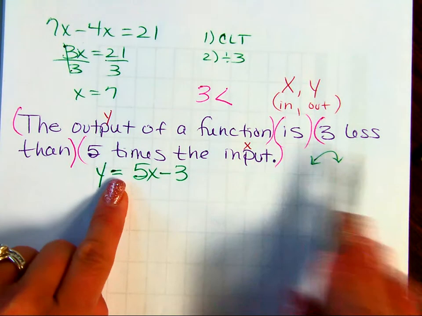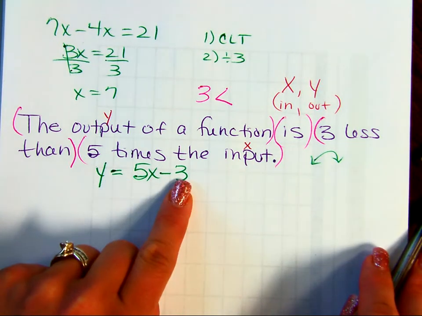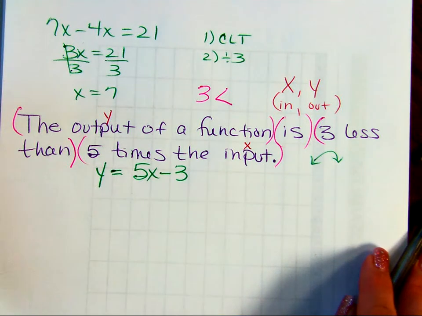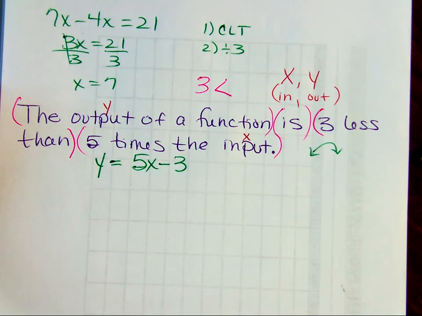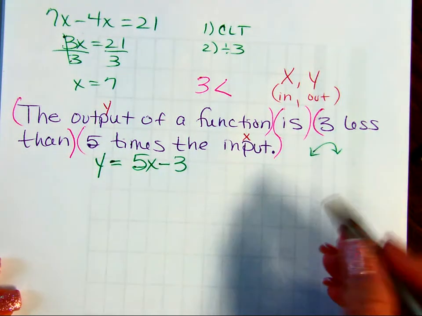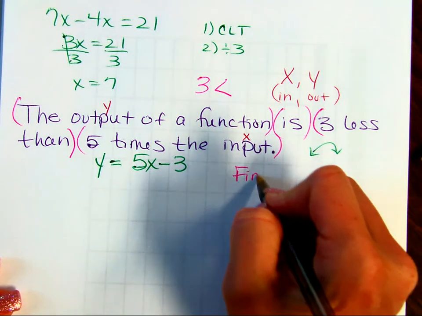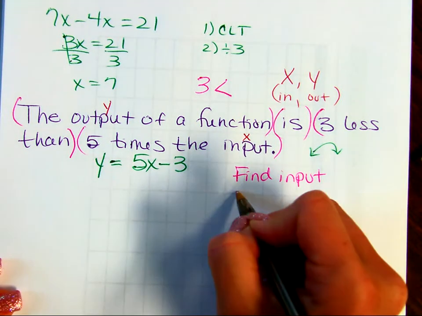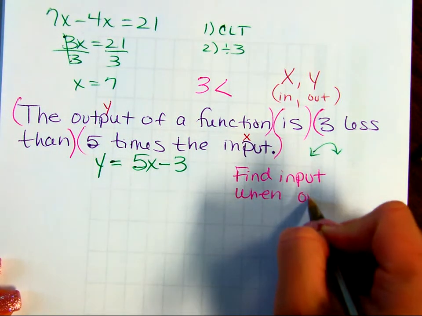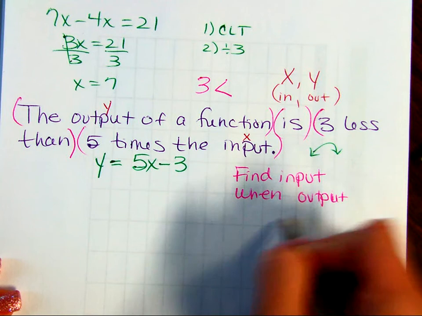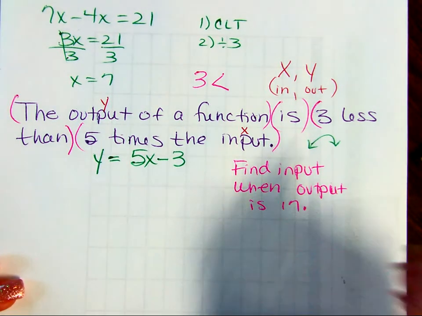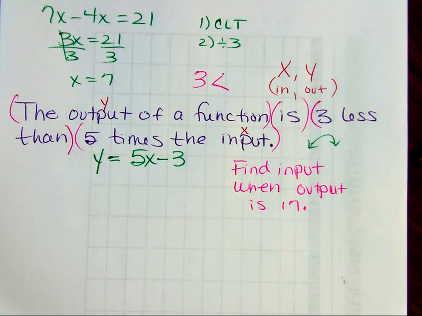Okay, look at what we did. The output of a function is 3 less than 5 times the input. Okay? And I know you're looking at that thinking, didn't we already do this? Yes, but there's a second part to it. Once you get your sentence written, it's going to give you further directions. It's going to say, all right, now that you have the correct function written, find your input when your output is, and then they're going to give you an answer or a solution there.